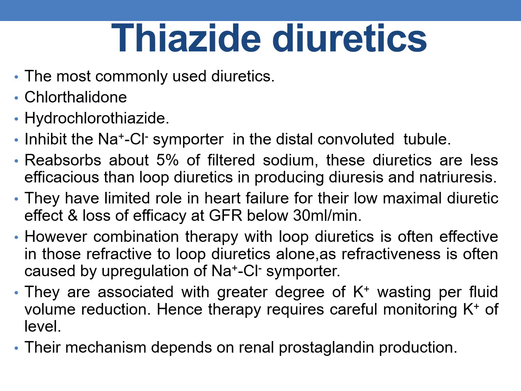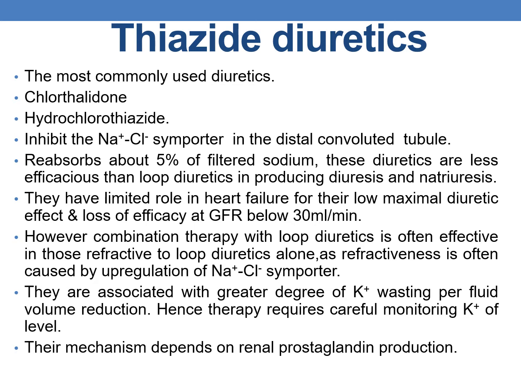The next are thiazide diuretics. The most commonly used thiazide diuretics in heart failure are chlorthalidone and hydrochlorothiazide. The mechanism is they inhibit the sodium chloride symporter in the distal convoluted tubule, which reabsorbs about 5% of the filtered sodium.